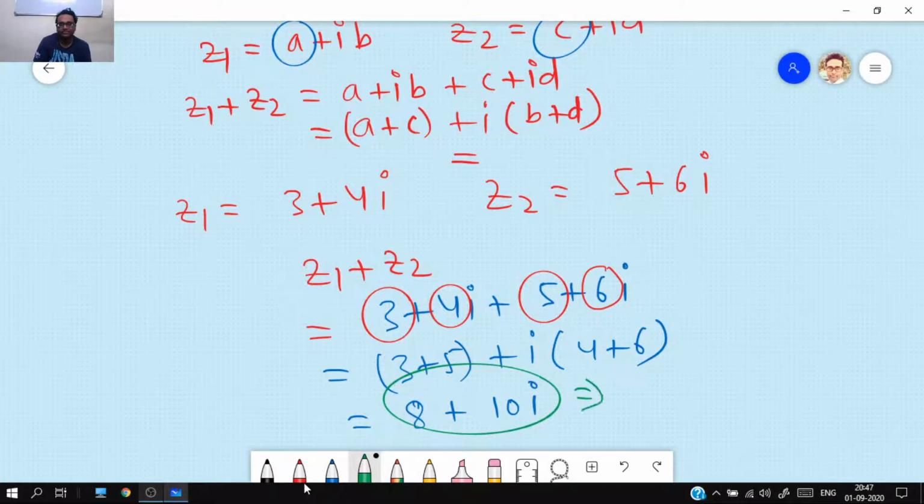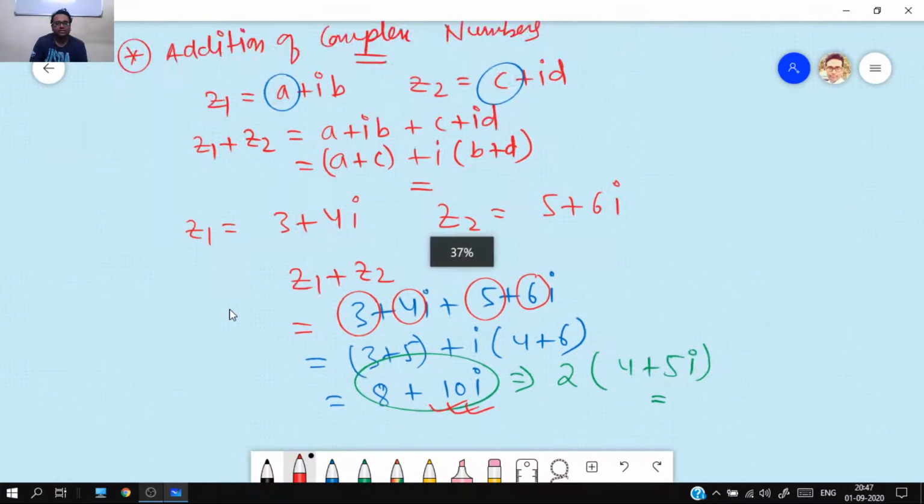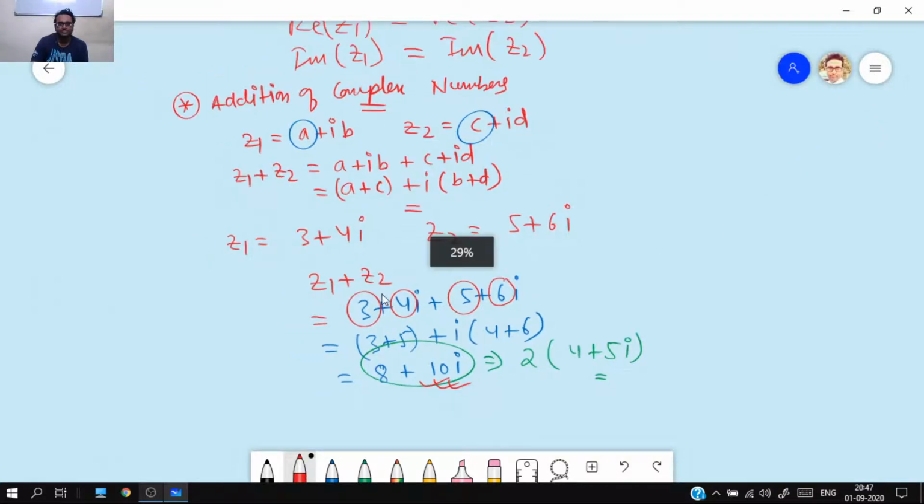Further, we can break this as taking 2 as common, 2 times 4 plus 5i. But mainly the correct answer will be this, 8 plus 10i. I hope I am clear with addition of two complex numbers. Let me move to the second topic, that is subtraction of two complex numbers.